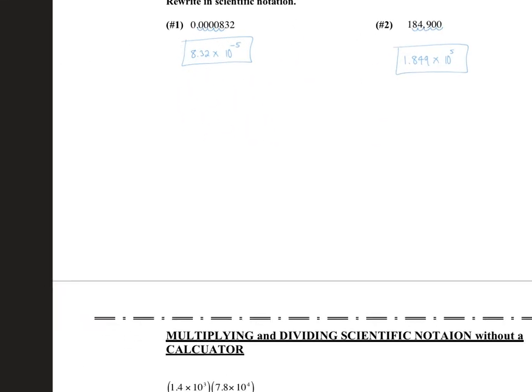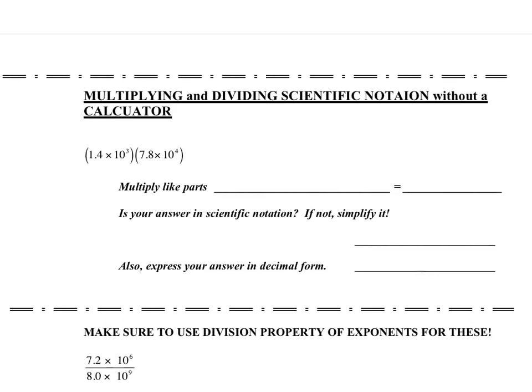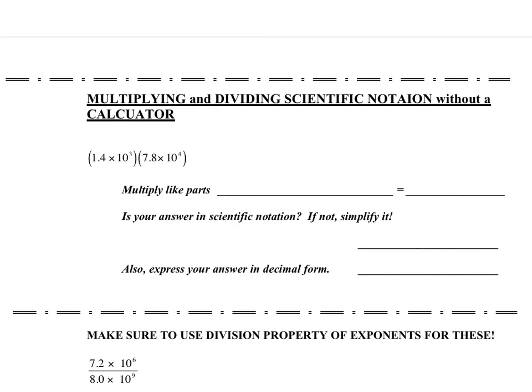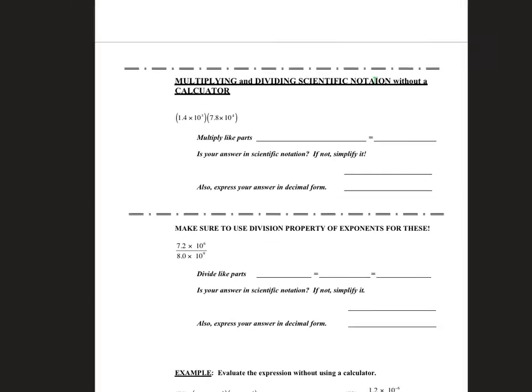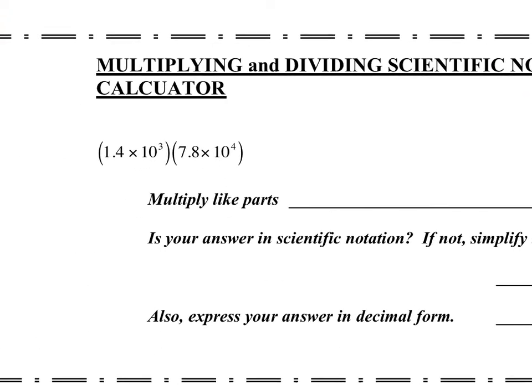Okay. Moving on. Multiplying and dividing scientific notation without a calculator. It's actually, we are going to use a calculator. We don't need to worry about that, and they spelled notation wrong too, which is not good. Okay, so this is going to be using properties of exponents a little bit. So the trick to this, we have 1.4 times 10 to the third and 7.8 times 10 to the fourth. We are going to multiply like parts. So I'm going to multiply the first two decimals together, 1.4 times 7.8. And I'm going to multiply 10 to the third times 10 to the fourth.